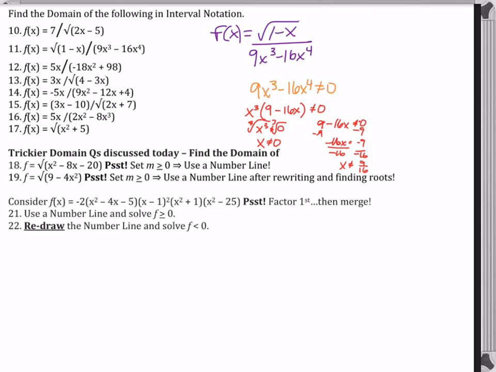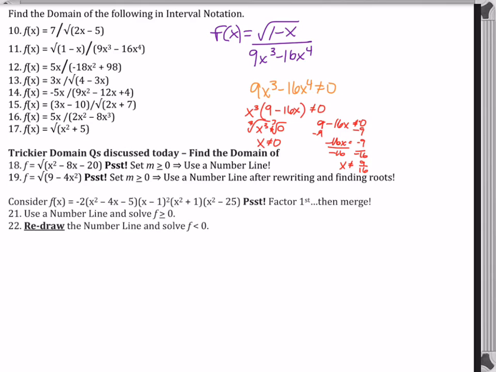So I have 2 spots where my domain would have issues, right? Because if I plugged in 0, I get 0 in my denominator. And if I plugged in 9/16, I would also get 0 in my denominator. So those are 2 spots that my domain can't be, but everything else is fair game, except for 0 and 9/16.